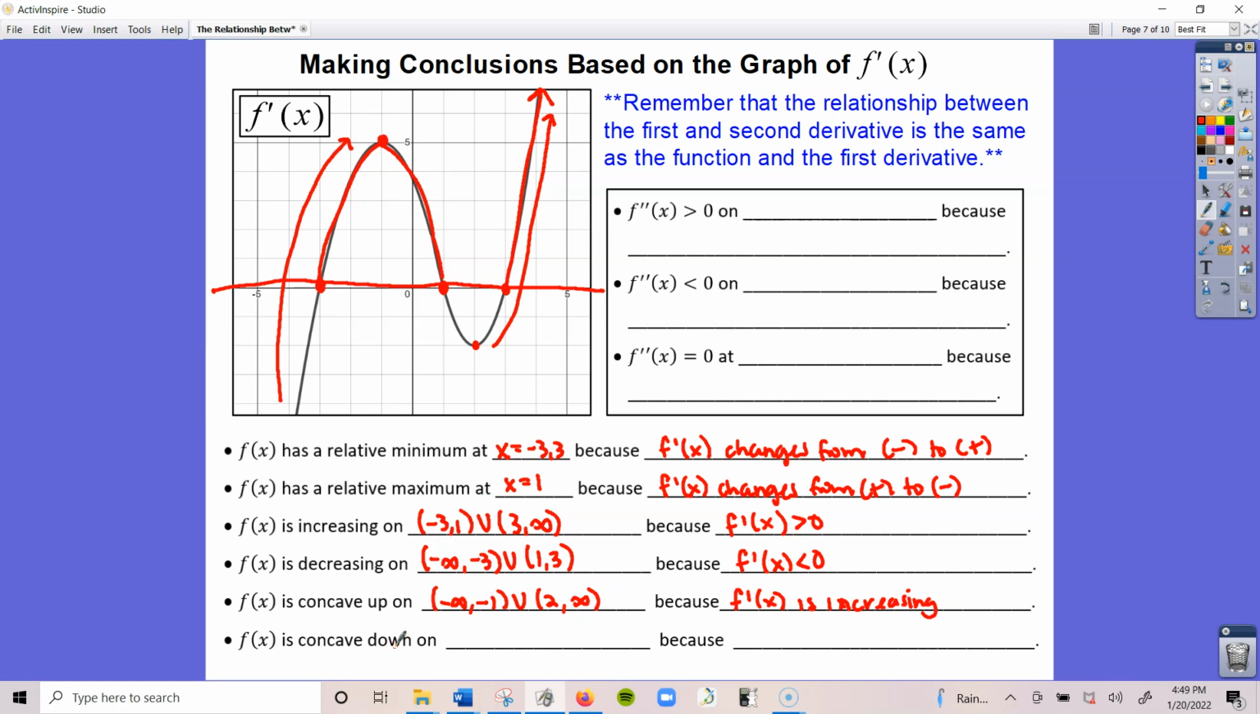F of x is going to be concave down when f double prime of x is less than 0. And if the second derivative is less than 0, then that means that the first derivative is decreasing. So we're going to look on the graph where f prime is going down, which is from here to here. So from -1 to 2.